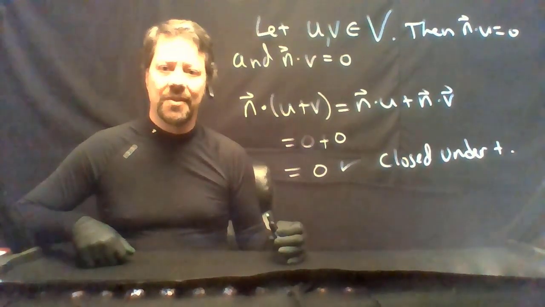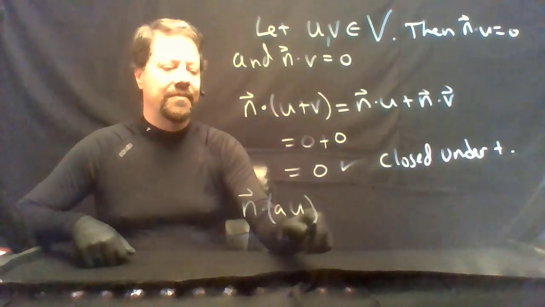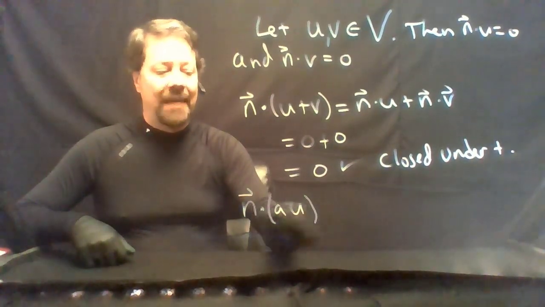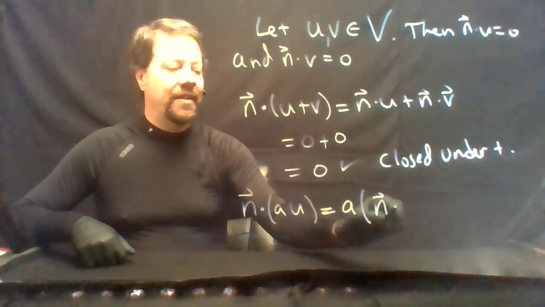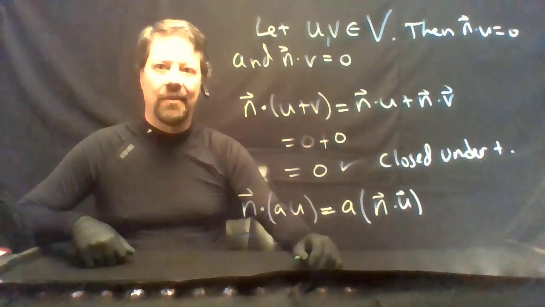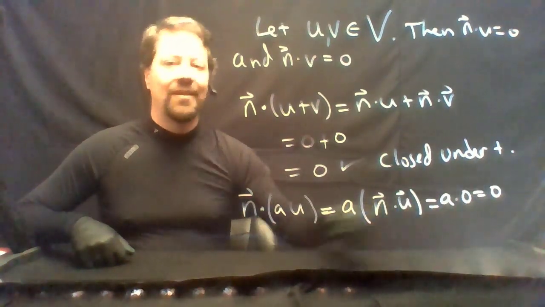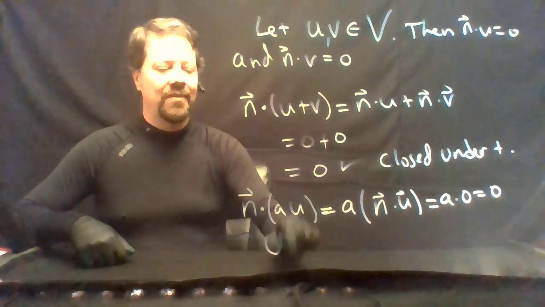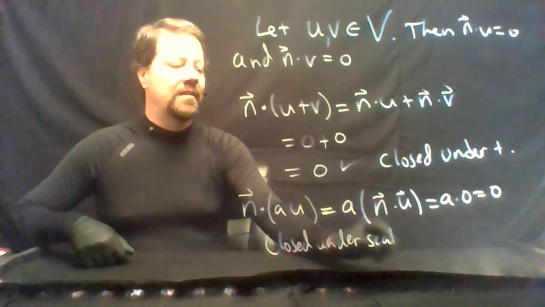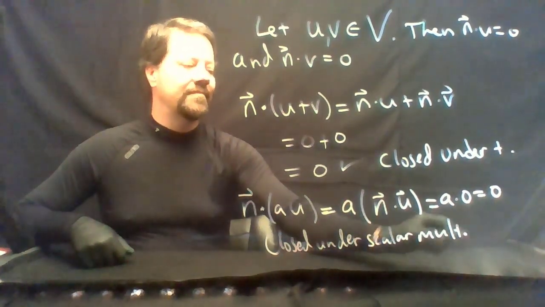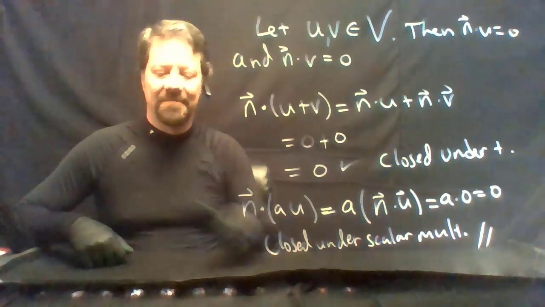Now, is it closed under scalar multiplication? We'll take n dot a scalar a times u. The usual dot product does have the property where you can associate the scalar a with either of the factors in the product or bring it out. But if n dot u is 0, we're having a times 0, which is 0. Therefore, we are in fact closed under scalar multiplication. We deduce then that this set V is a vector space.